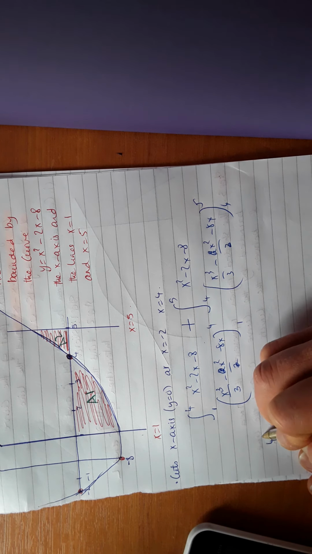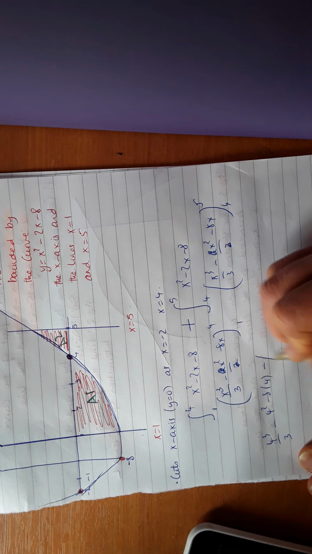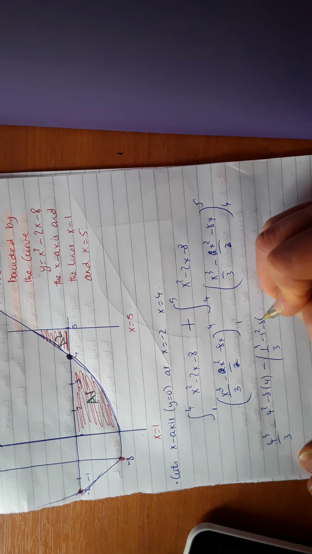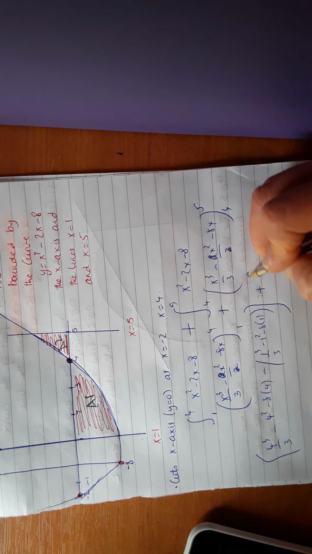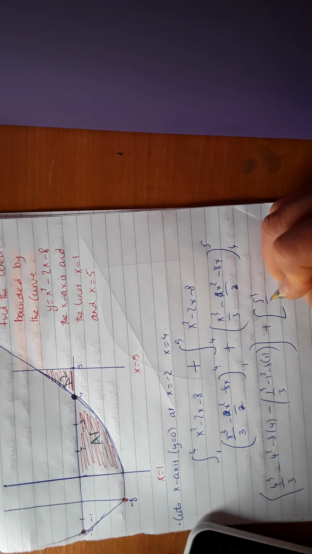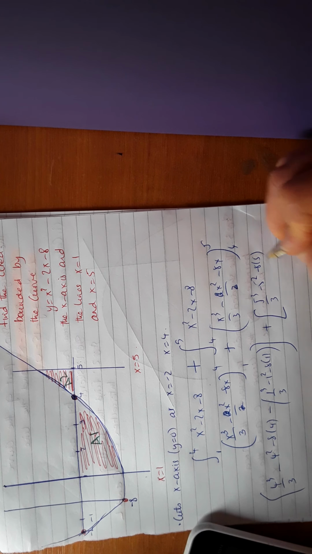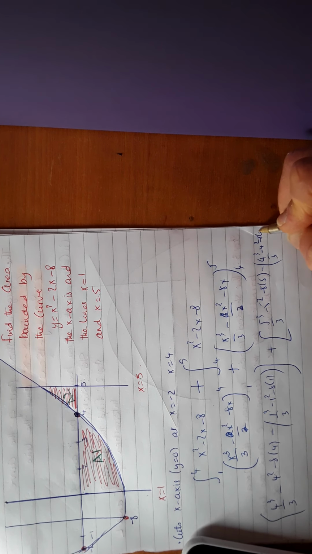So I'll have 4 cubed over 3, 4 squared minus 8 by 4, take away 1 cubed over 3 minus 1 squared minus 8 by 1. That's the first one. Right, adding on this time 5 cubed over 3, 5 squared minus 8 by 5, and then I have 4 cubed over 3, subtract, put it in a bracket when you're subtracting because you'd very easily make a mistake, minus 8 by 4.